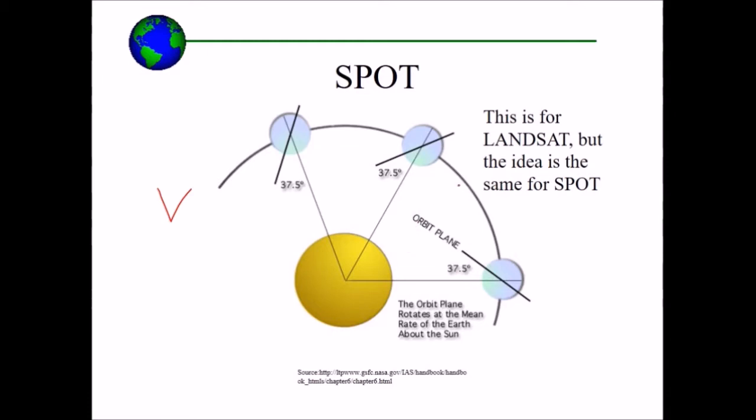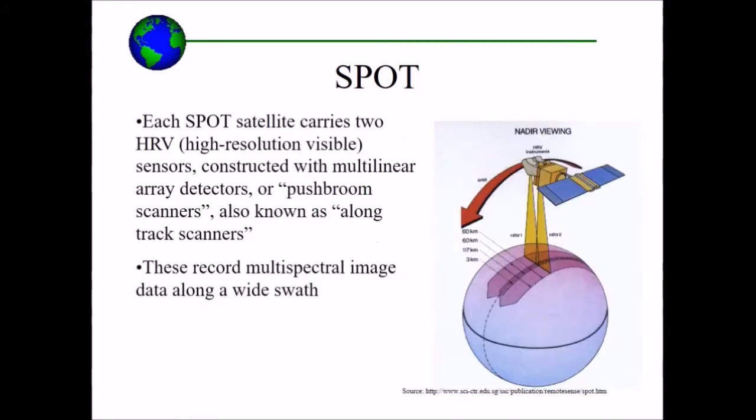Now this is for Landsat, but the idea is the same for SPOT. This is your orbital plane. The orbit plane rotates at the mean rate of the Earth about the sun, so you'll find it at the same time. That is why it is synchronous with the sun.